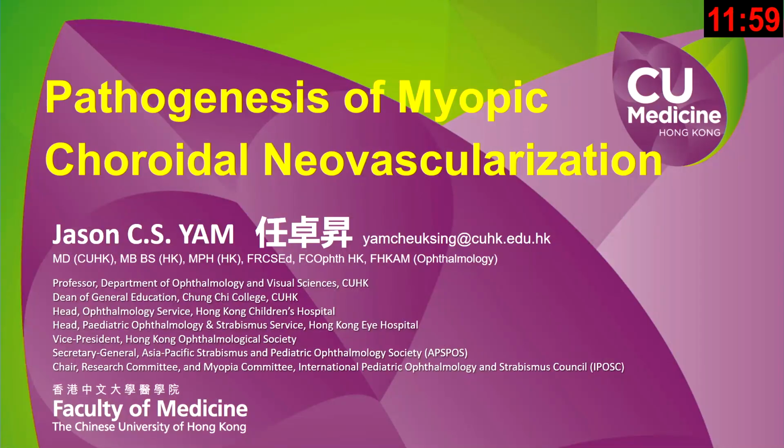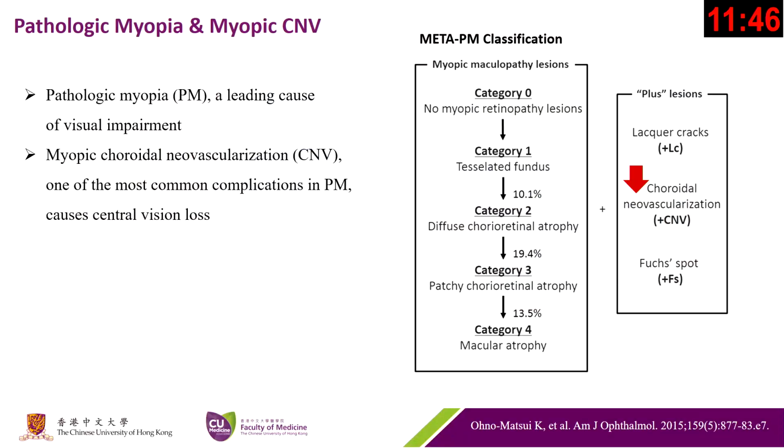Dear colleagues, thank you, Chairs, Professor Kyoko, and the chairs for the very kind invitation for me to speak on the topic, pathogenesis of myopic choroidal neovascularization. So pathological myopia is a leading cause of visual impairment, and myopic CNV is one of the most common complications in pathological myopia, causing central visual loss.